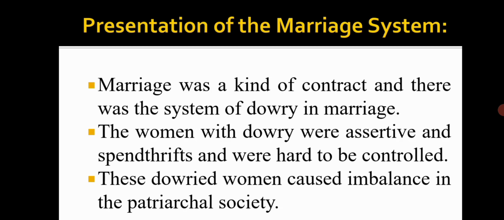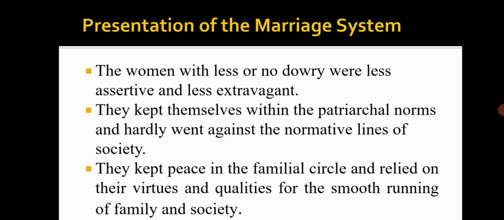The women with dowry were assertive and spendthrifts and were hard to be controlled by their men. On the other hand, the women who had no dowry or a small amount of dowry were less assertive. Moreover, the dowry domain caused imbalance in the patriarchal society. The women with less dowry or no dowry were less assertive and less extravagant. They kept themselves within the patriarchal norms and hardly went against the normative lines of society.